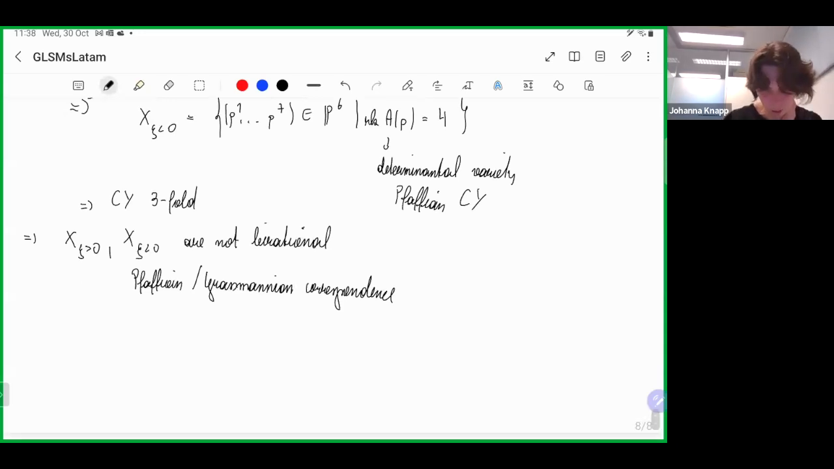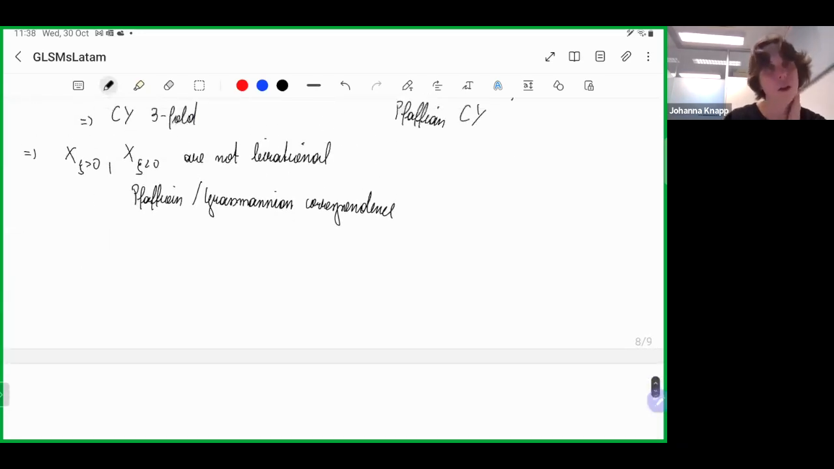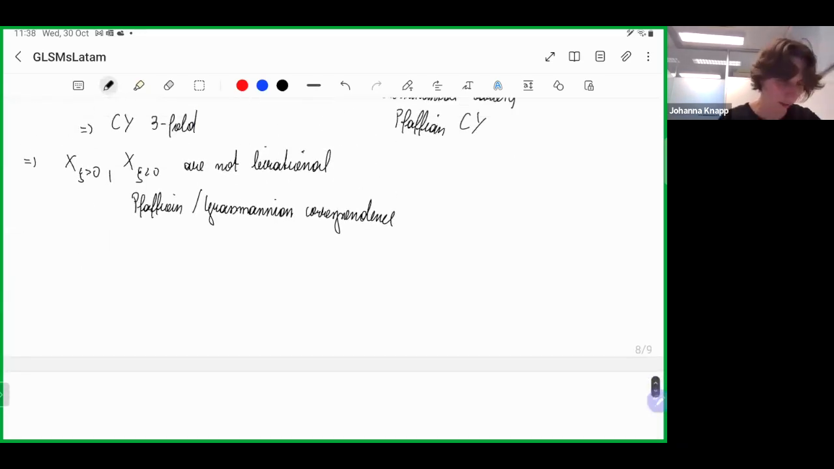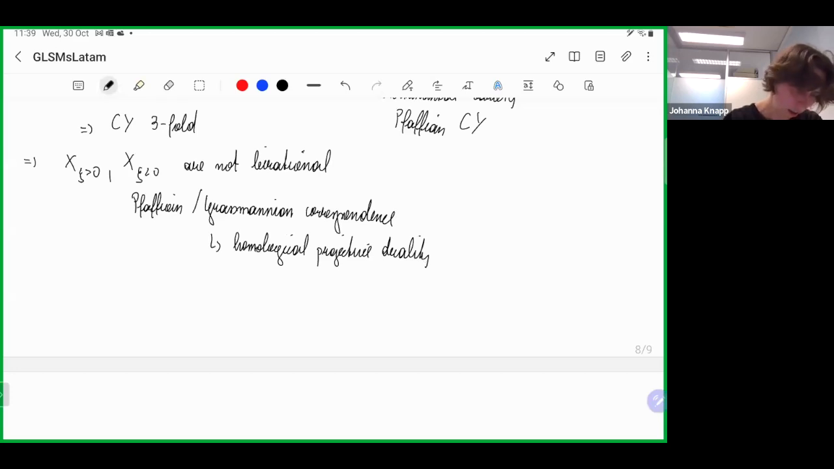And this is quite an exciting topic, and people are still doing research on that, and it has a lot of connections to mathematics. So for instance, in mathematics, this connects to something called homological projective duality. This is sort of the mathematical term to connect these Calabi-Yaus. So this is due to Kuznetsov.